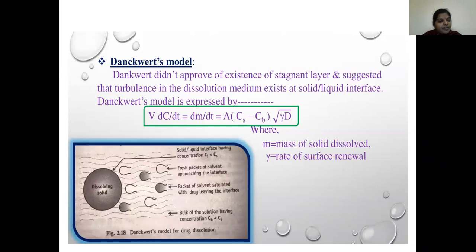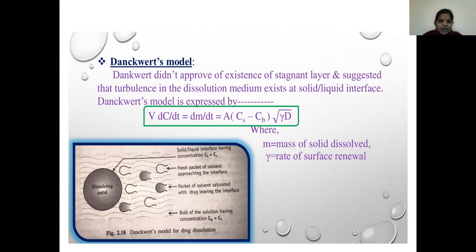What did diffusion film layer theory say? There is a formation of a stagnant layer at the solid liquid interface, right? The dissolution is the rate limiting step. Then the Nernst equation, Noyes-Whitney equation, and Hixson-Crowell equation are the three equations which clearly describe the diffusion mechanism of the dissolution theory. Okay, then the next model is the Danckwerts model.